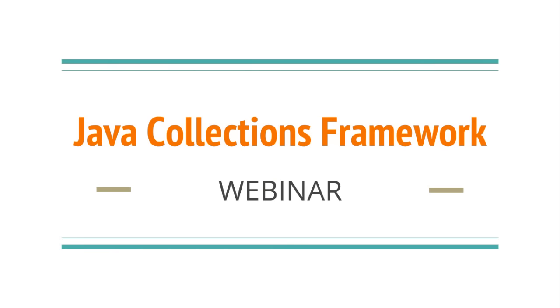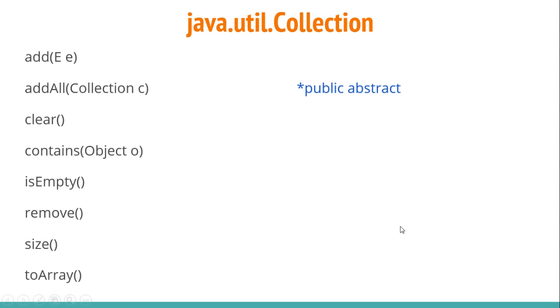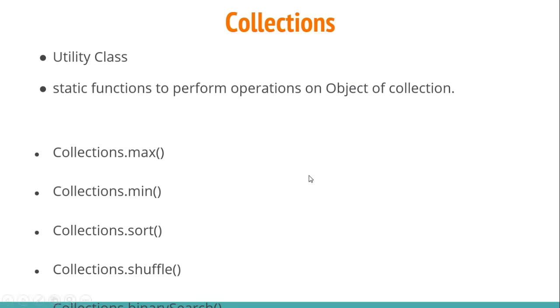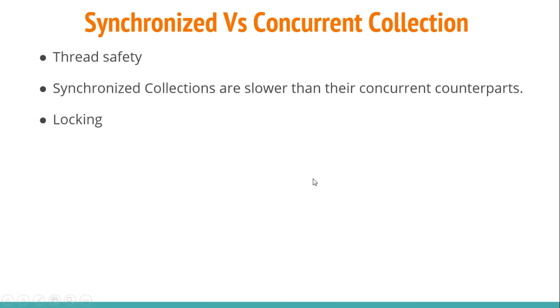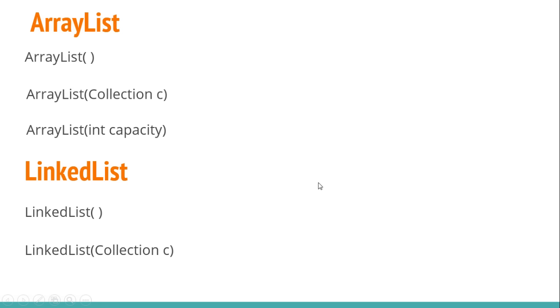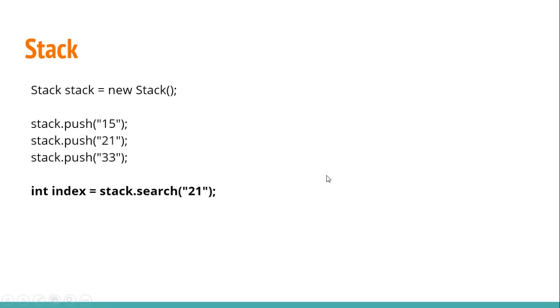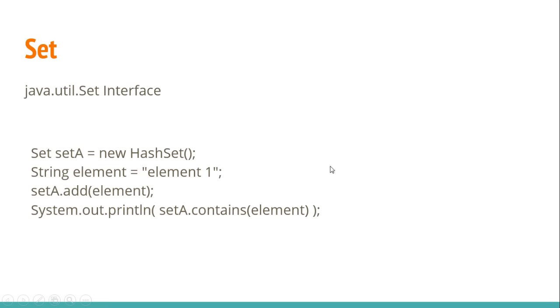Browsing through quickly for what we have seen so far: the collections framework, that is the java.util.Collection interface, with some methods that are inherited by all the implementations, be it a list, a set, or a map, correct? Then we have the Collections class, which is a utility class. Then we have synchronized versus concurrent collections. Then we moved on to list, ArrayList and LinkedList, right? We saw vector, what is a vector? We saw stack, how do we work with stacks? And now finally we'll move on to set.